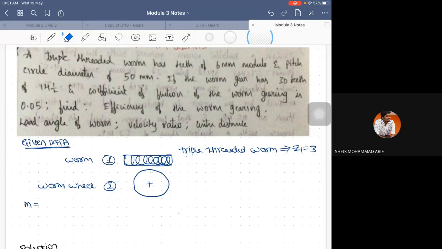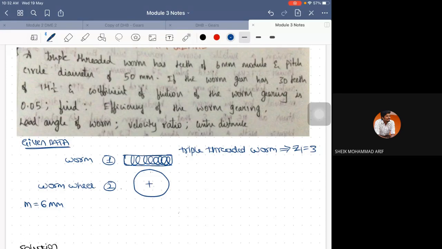Now, a triple-threaded worm has teeth of 6 mm. He says 6 mm module, teeth of 6 mm module. So I would just write: module is how much? 6 mm, which is directly given in this.